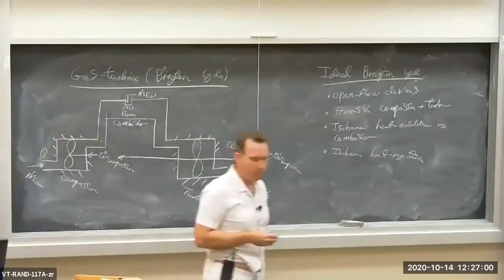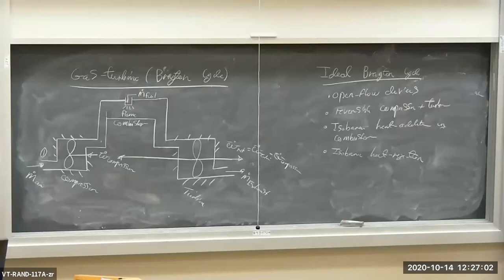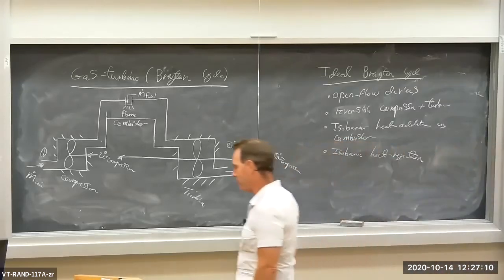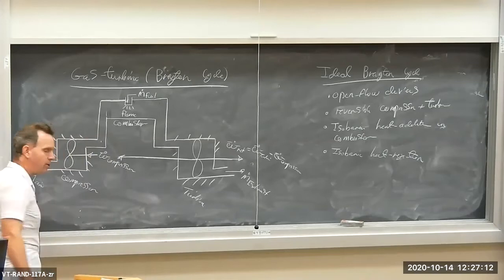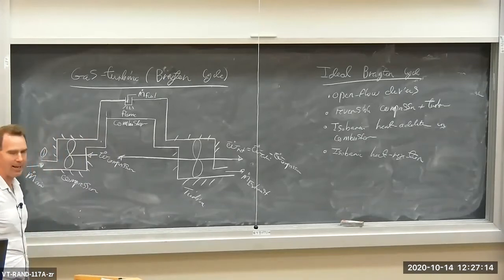Okay, let's look at an open flow device, not a closed system, but an open device that produces work, and that is called the gas turbine. The gas turbine is modeled as a Brayton cycle. Brayton cycle is used to represent a gas turbine. So how does a gas turbine work?